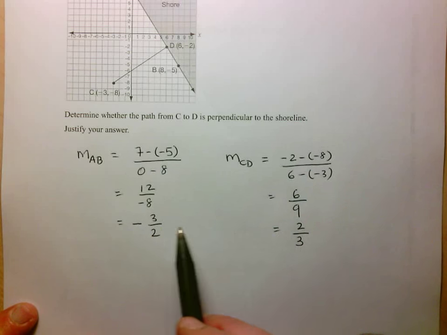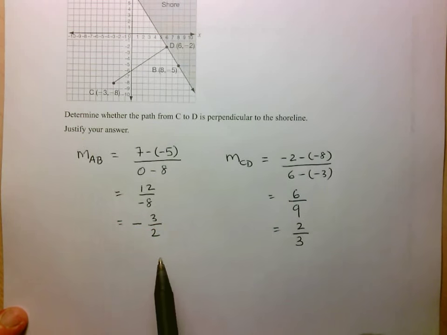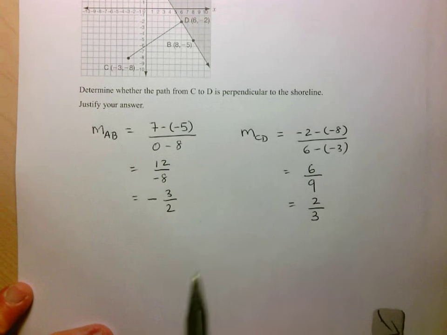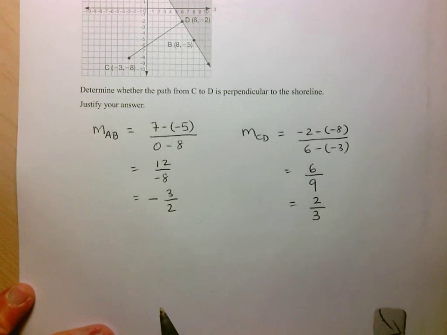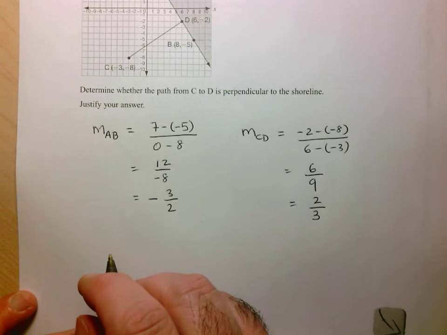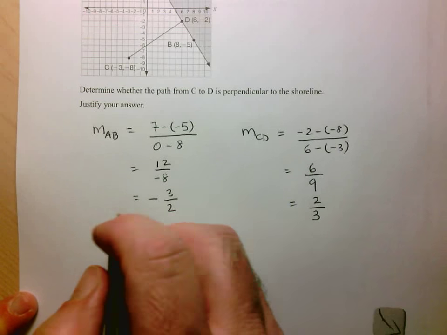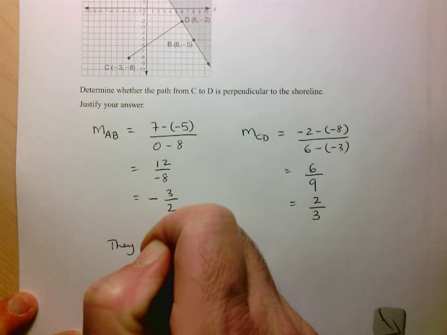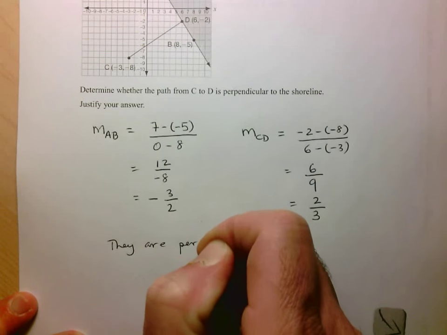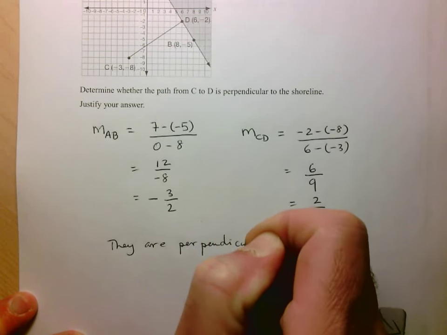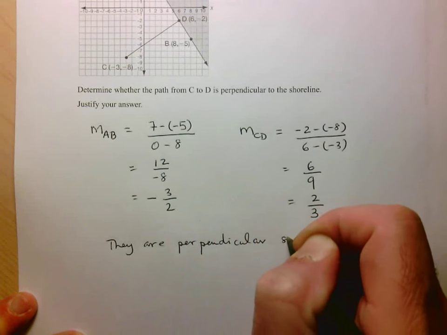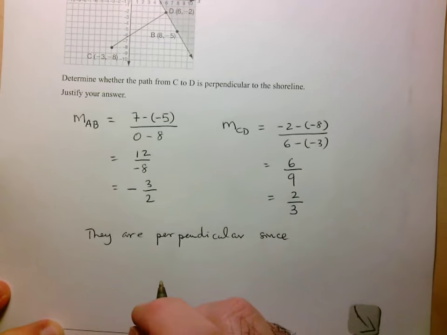But if I just leave it at that, all I've done is I've calculated the slopes. I need to justify my answer. I need to say why this means that they're perpendicular. So I could write a sentence, you know, they're perpendicular because they're negative reciprocals of each other. I'm going to use more symbols. I'm going to say they are perpendicular since, and I'm going to use that relationship.